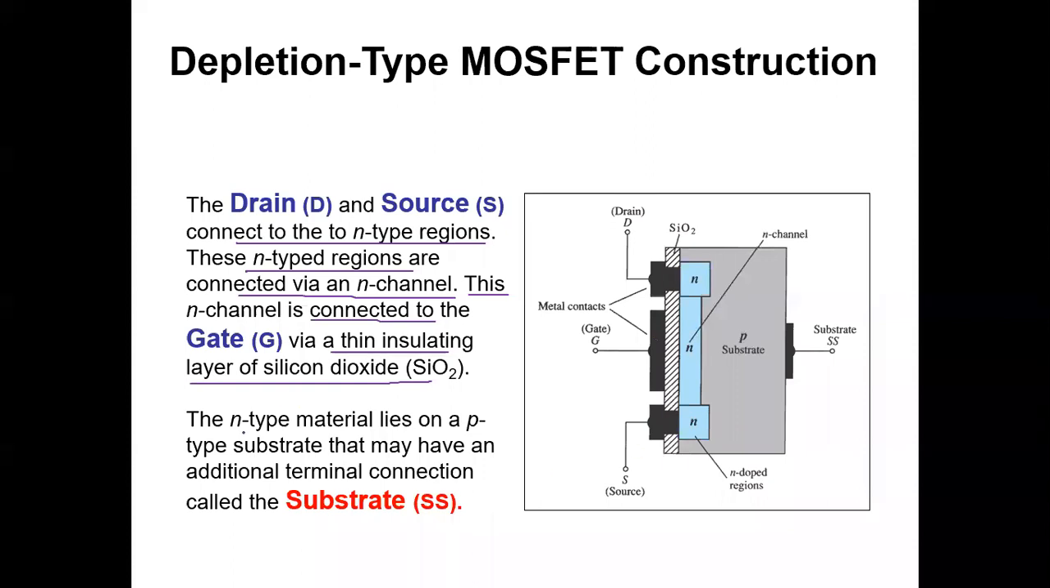So N-type material lies on a P-type substrate. Here you can see this is your P-type substrate. So N-type material is there, and this is your substrate. Normally the substrate is grounded. So we use this term that your MOSFET is a three-terminal device, but actually it is a four-terminal device. The four terminals are drain, gate, source, and bulk or substrate. So this is your depletion type MOSFET construction.